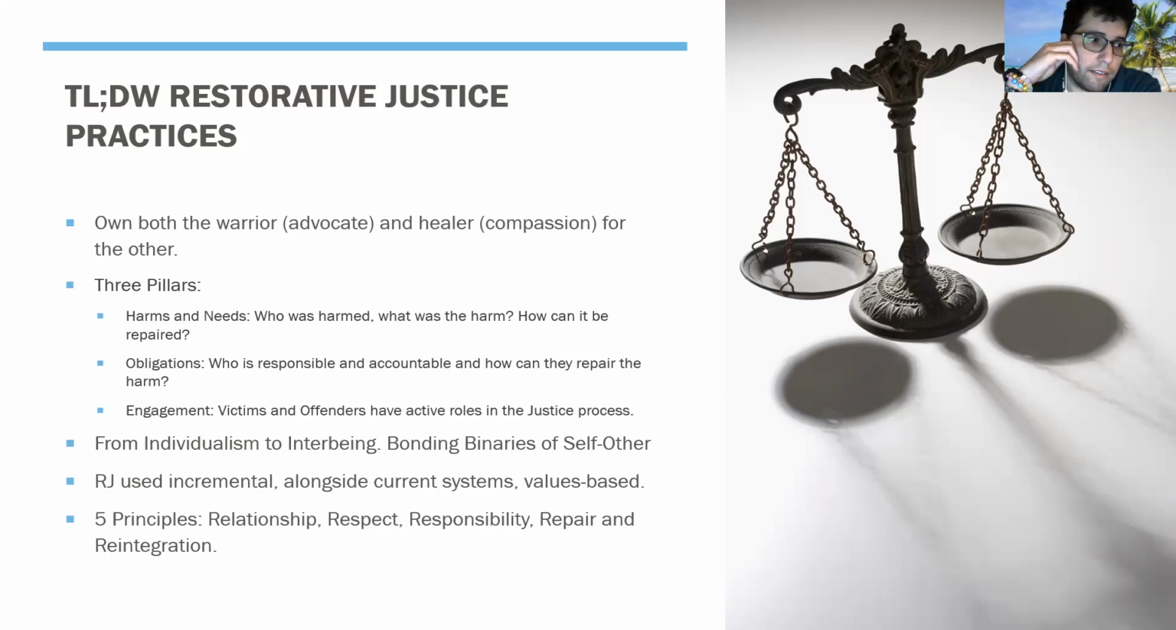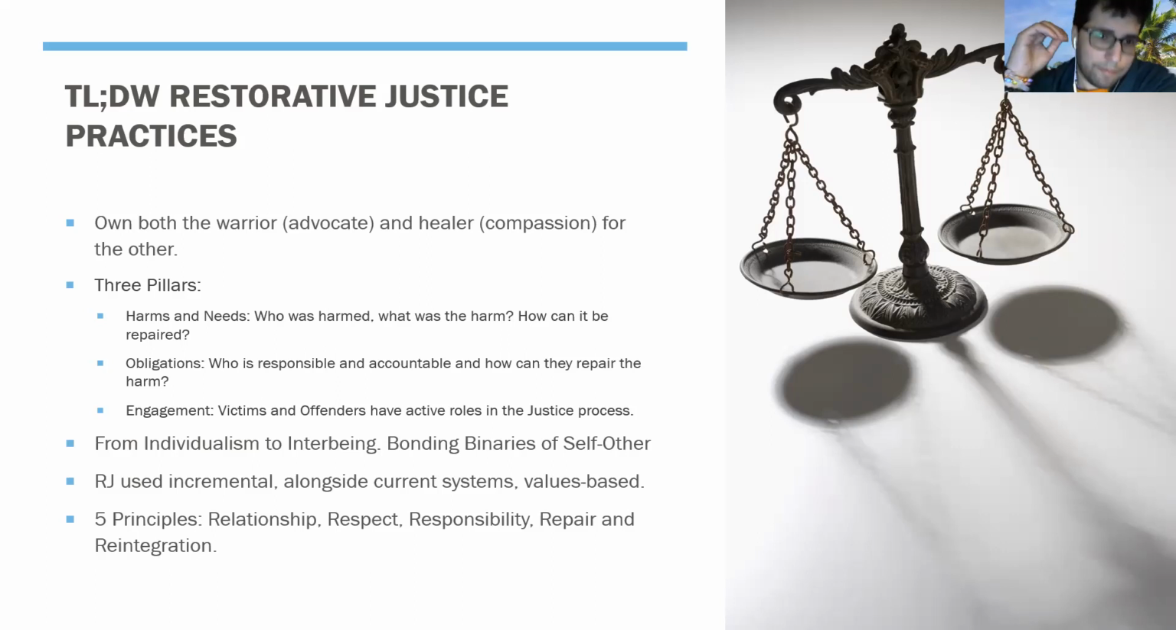And that doesn't always mean that things go back to the same, but the three pillars that restorative justice practice tends to focus on are harms and needs. So who was harmed, what was harmed, how can it be repaired. Obligations: they're very big on accountability. So who is responsible and accountable, and how can they repair the harm?